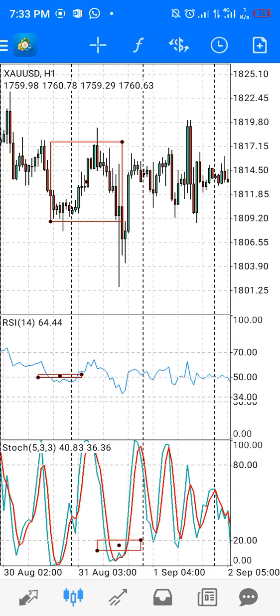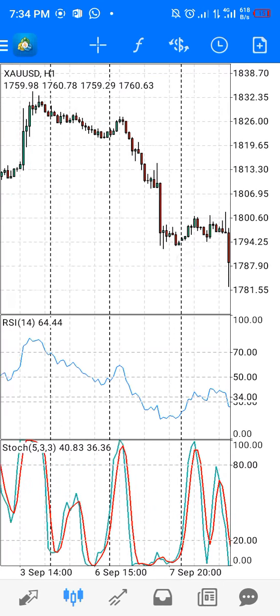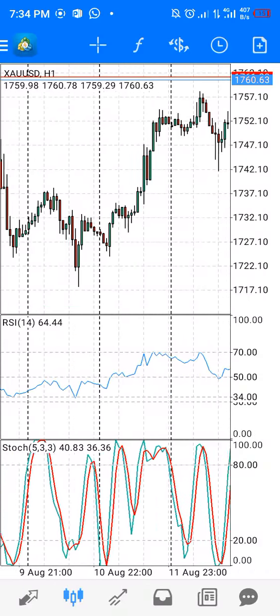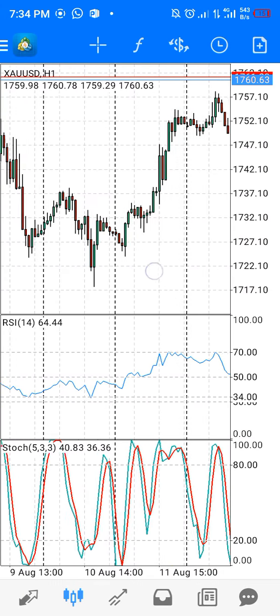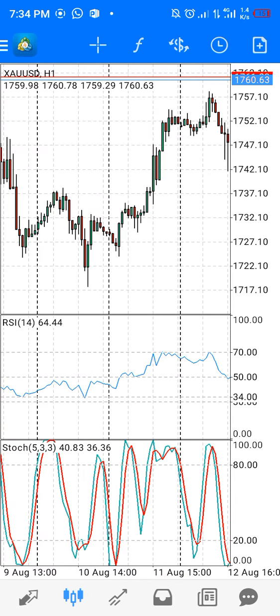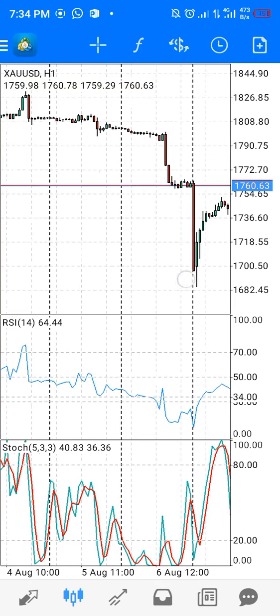Once price is above the 50 level and the stochastic is at the oversold level, you take your buy. Then the other way around, for a sell trade, once you see that RSI is below 50, descending from there, and the stochastic is overbought, above the 80 level, you take your sell trade.